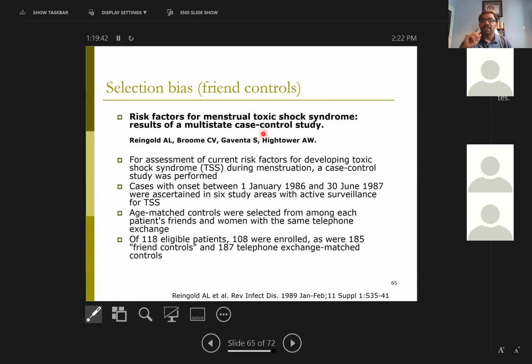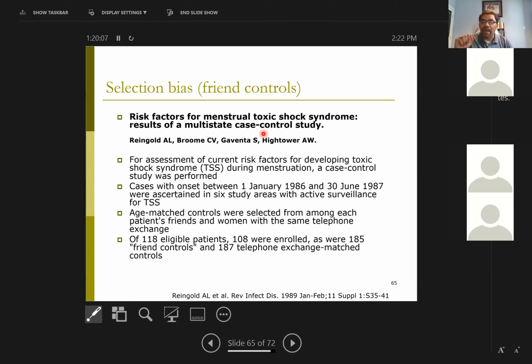And so he did a case control study. He recruited women who had toxic shock syndrome during menstruation. And then he recruited controls. He recruited two types of controls. They were all matched on age. They were all women, obviously, so sex matched. One set of controls were friends of the case. So he asked the women, give me a list of friends of the same age group as you are in.